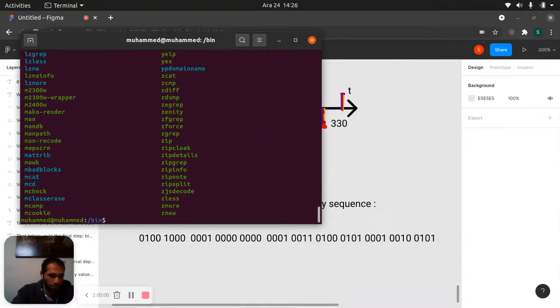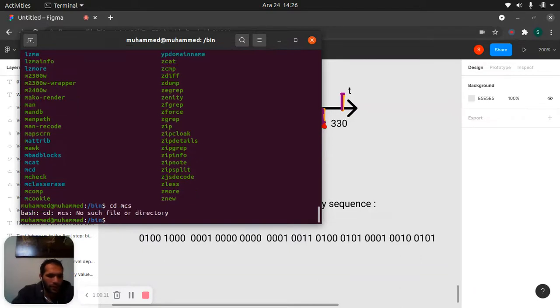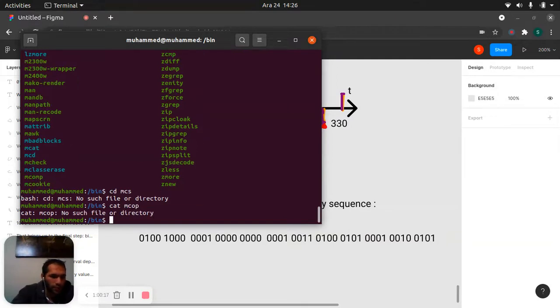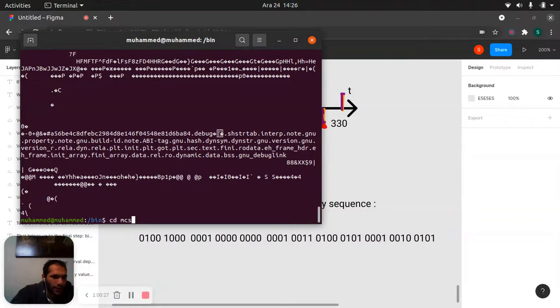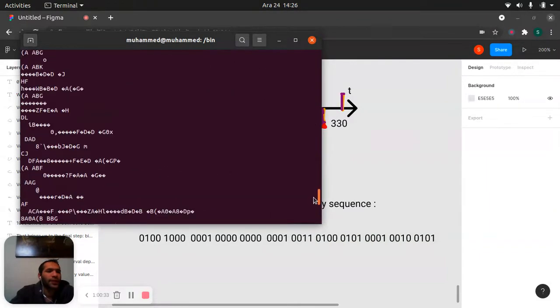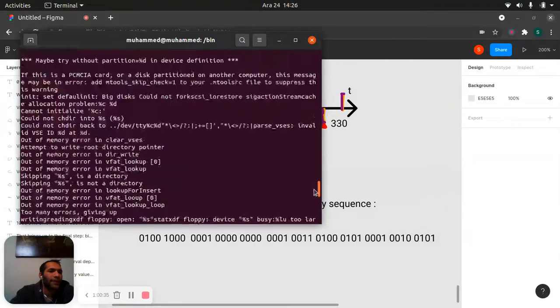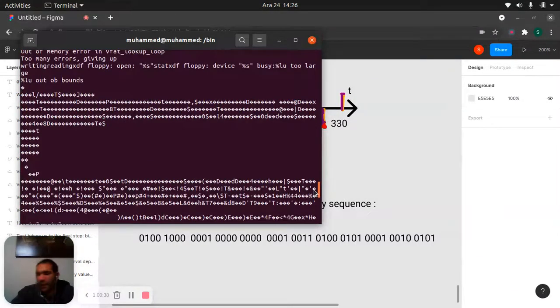Let's come again here. Maybe go inside, cd, no, cat, not such file, cat mcat, sorry. Yes, cat mcat. Okay, this is binary here. Look at that. Now we have lots of things here. It's all binary, okay? It's representing binary numbers here.